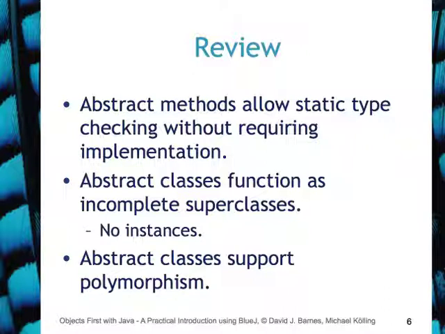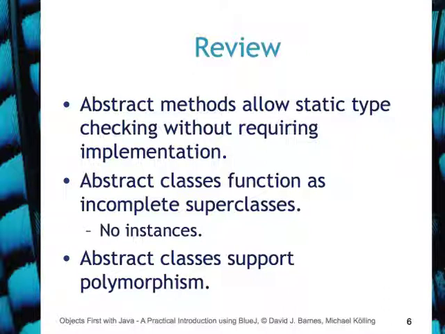So abstract classes then are incomplete classes. We can't instantiate them because we don't specify the actual code for act. We just say that subclasses of ours will have code for act.